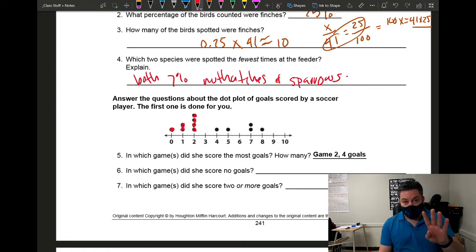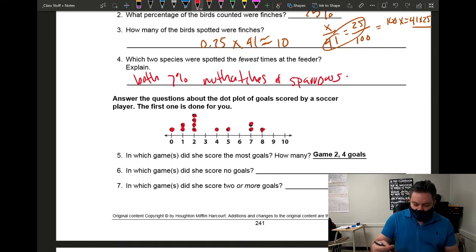He scored 4 goals 1 time in 1 game. He scored 5 goals in 1 game. He scored 7 goals in 2 games. And he scored 8 goals in 1 game. Man, must be a really good player, right? So, in which game did he score the most goals and how many? In which game did he score the most goals and how many?